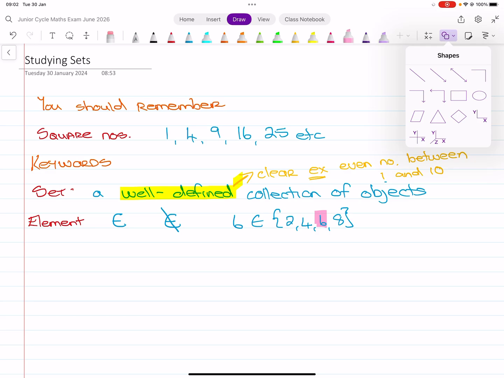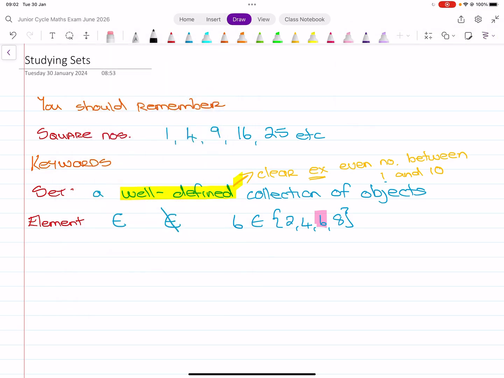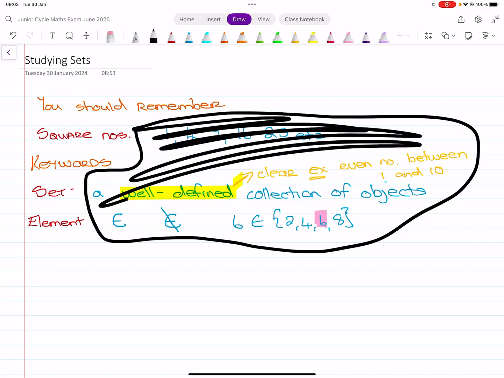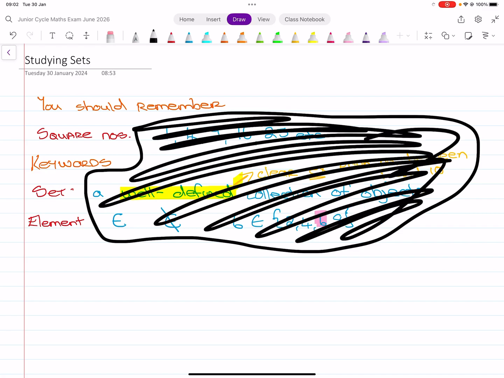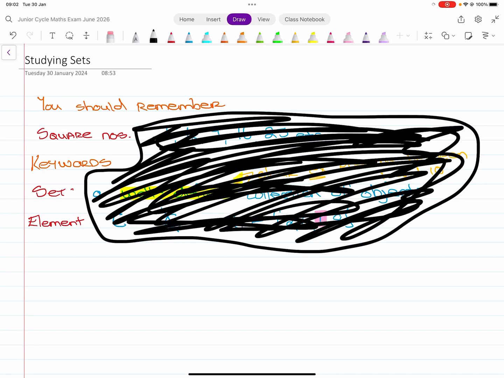So the next thing I would do is cover, maybe I'll just do it really messy. With a piece of paper or something, I'd cover this side, so all you can see is the words on the left. And then test yourself. So you should now know what a square number is. Do you know what a square number is? You should now know what a set is. Do you know what a set is? An element, and so on and so forth.